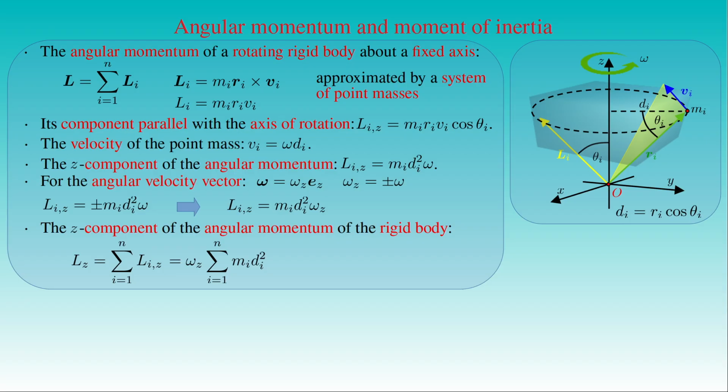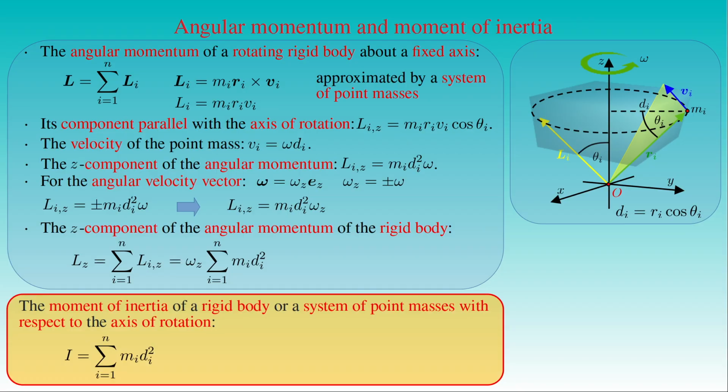In this expression the component of the angular momentum parallel with the axis of rotation is equal to the product of omega z describing the rotation, and a sum depending only on the mass distribution of the system of point masses approximating the body around its axis of rotation. We call this sum, denoted by capital I, the moment of inertia of the system of point masses or the rigid body with respect to the axis of rotation z.